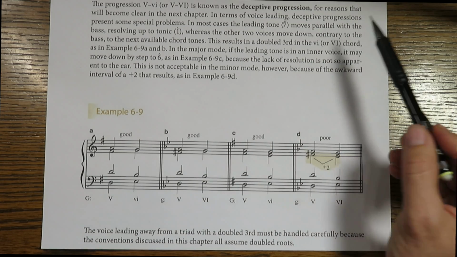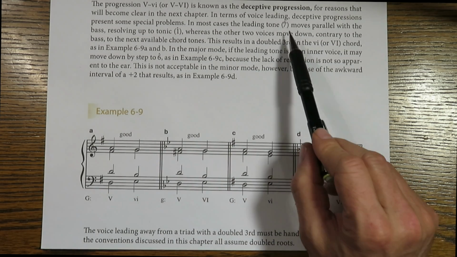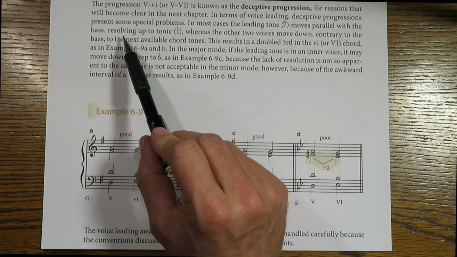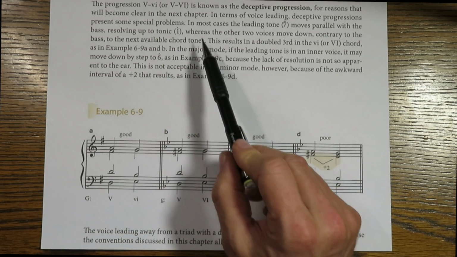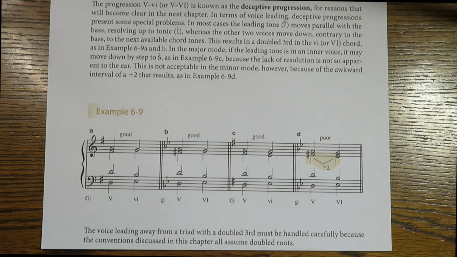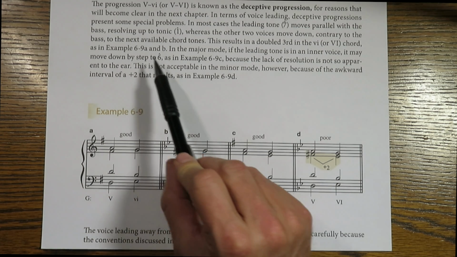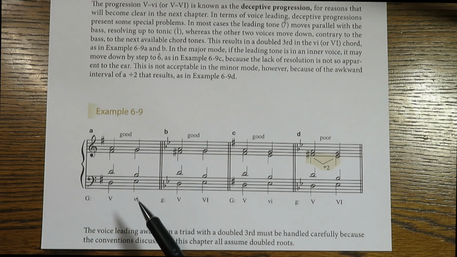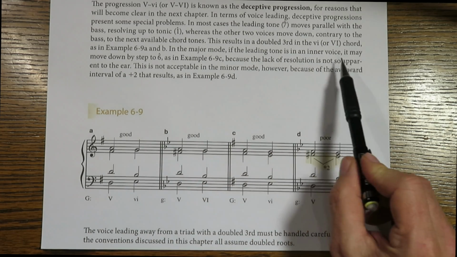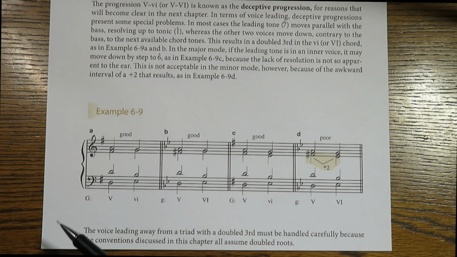In terms of voice leading, Deceptive progressions present some special problems. In most cases, the leading tone, scale degree 7, moves parallel with the bass, resolving up to the tonic, whereas the other 2 voices move down, contrary to the bass, to the next available chord tones. This results in a doubled third in the 6th chord, as an example 6, 9, A, and B. Okay. In the major mode, if the leading tone is in an inner voice, it may move by step to 6, as an example C, because the lack of resolution is not so apparent to the ear.